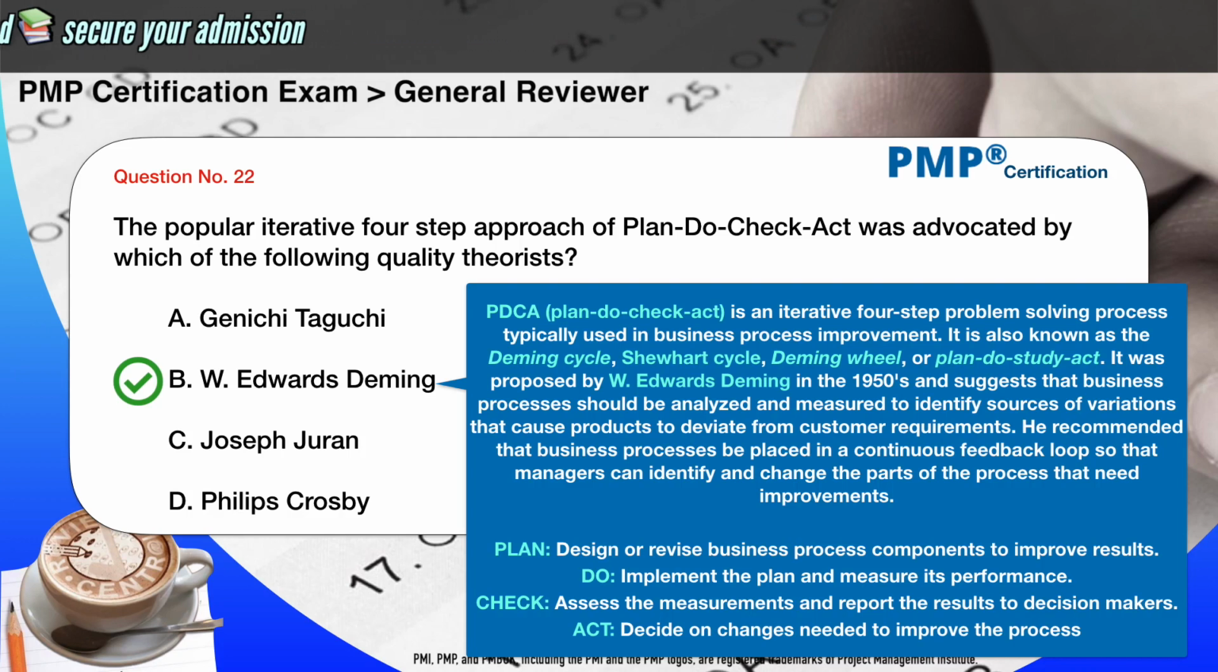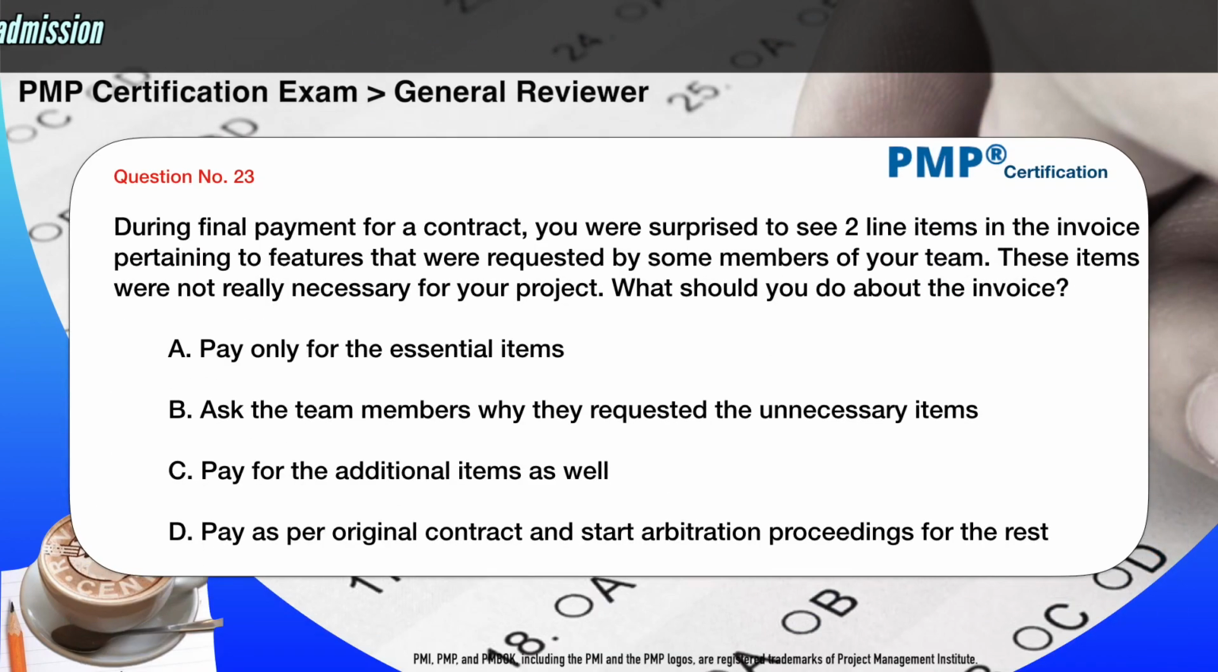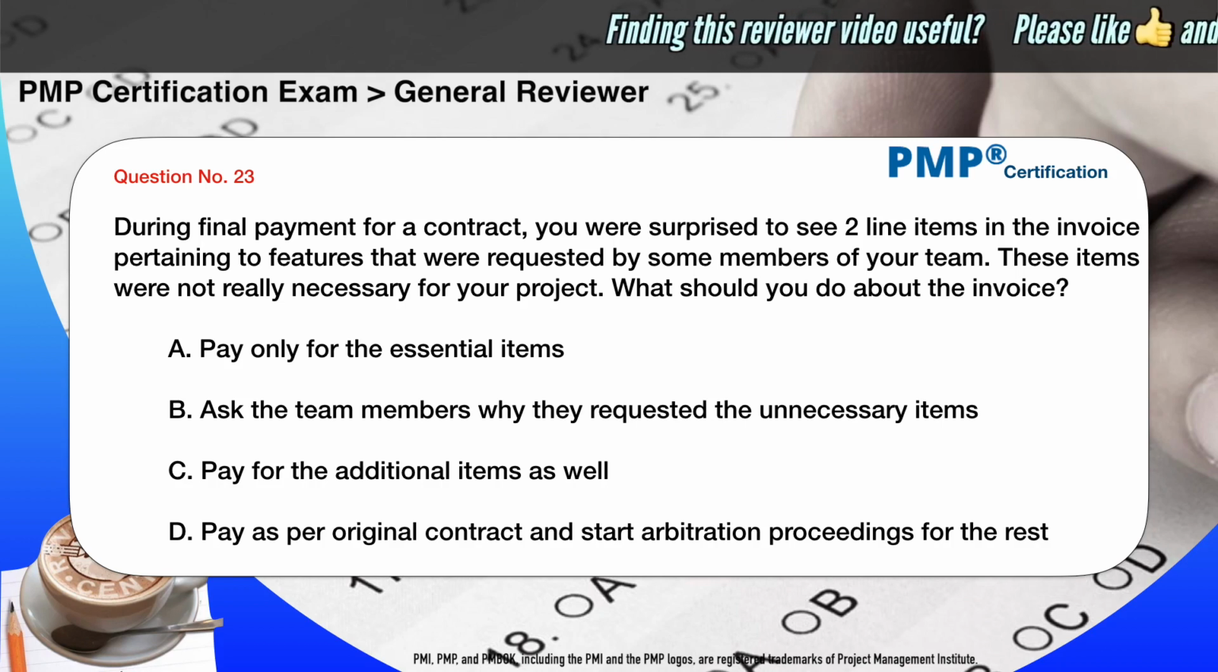During final payment for a contract, you were surprised to see 2 line items in the invoice pertaining to features that were requested by some members of your team. These items were not really necessary for your project. What should you do about the invoice?